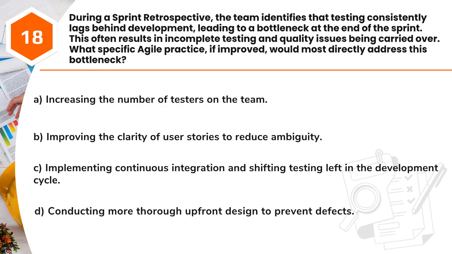Question 18. During a sprint retrospective, the team identifies that testing consistently lags behind development, leading to a bottleneck at the end of the sprint. This often results in incomplete testing and quality issues being carried over. What specific Agile practice, if improved, would most directly address this bottleneck? A. Increasing the number of testers on the team. B. Improving the clarity of user stories to reduce ambiguity. C. Implementing continuous integration and shifting testing left in the development cycle. D. Conducting more thorough upfront design to prevent defects.